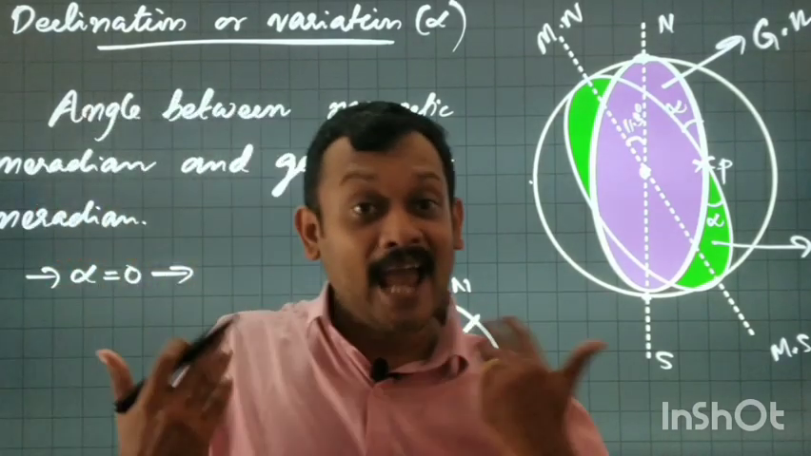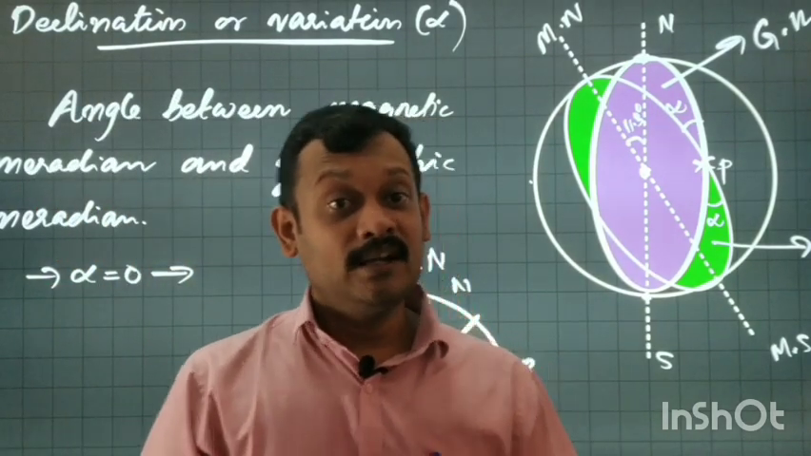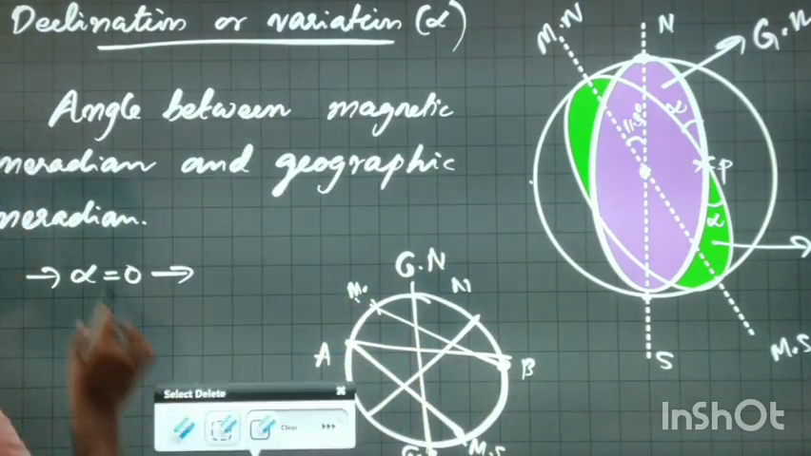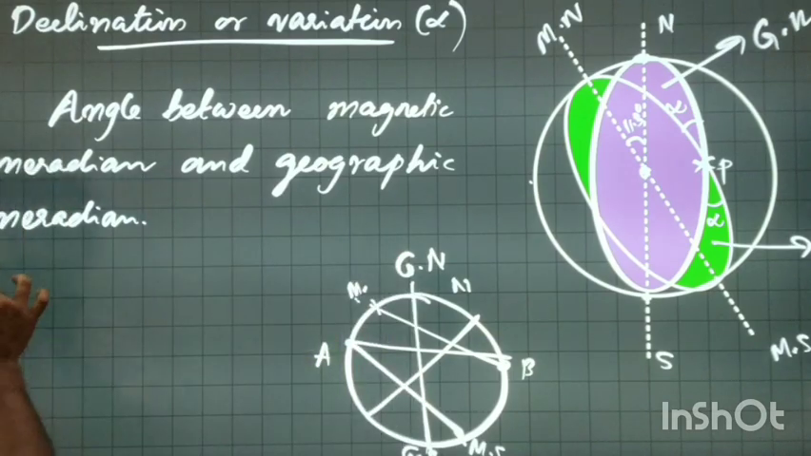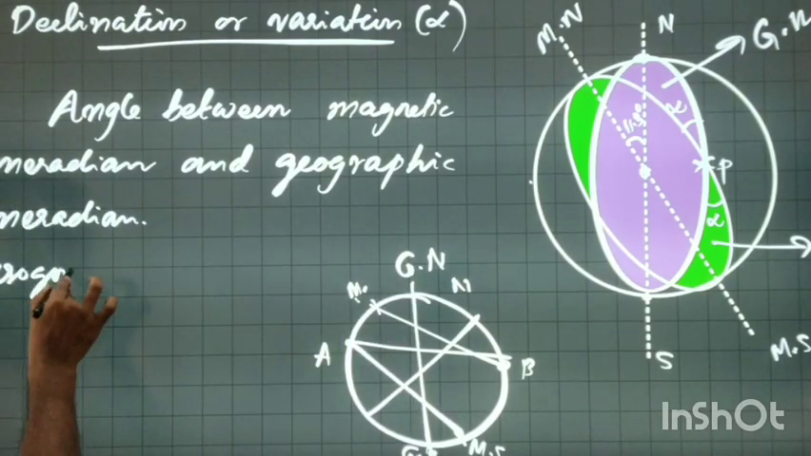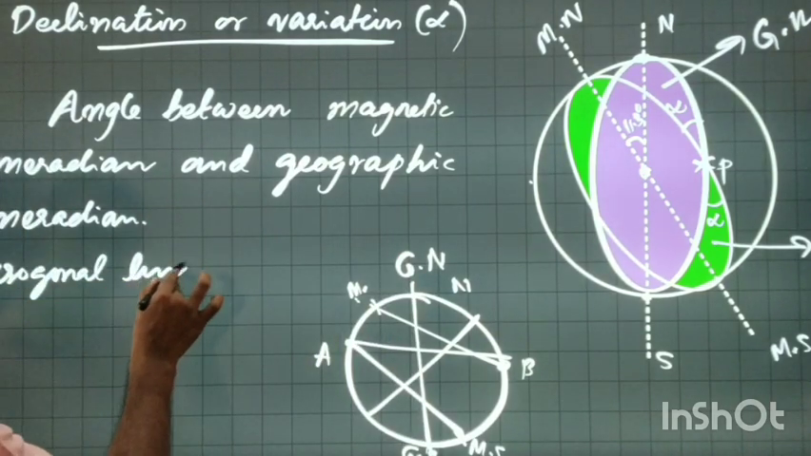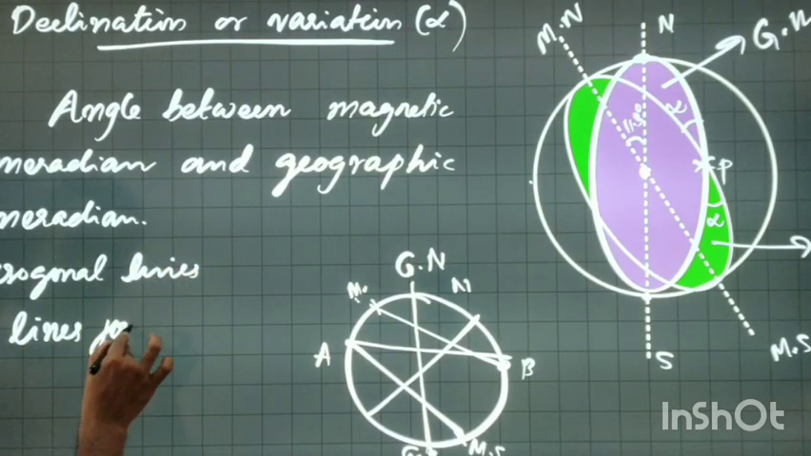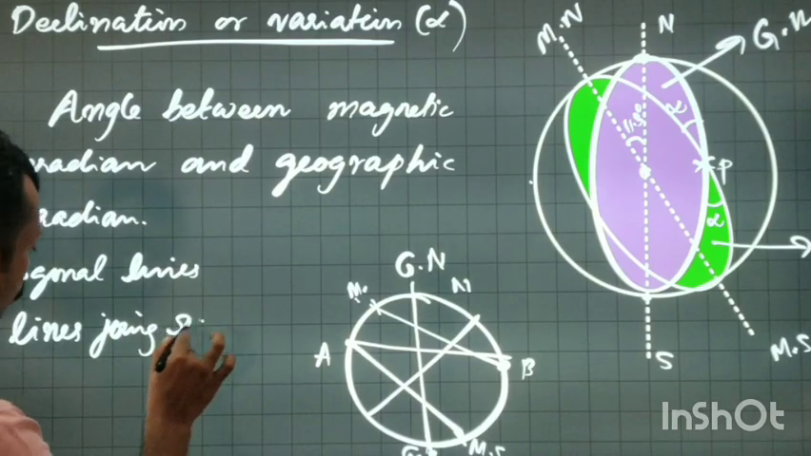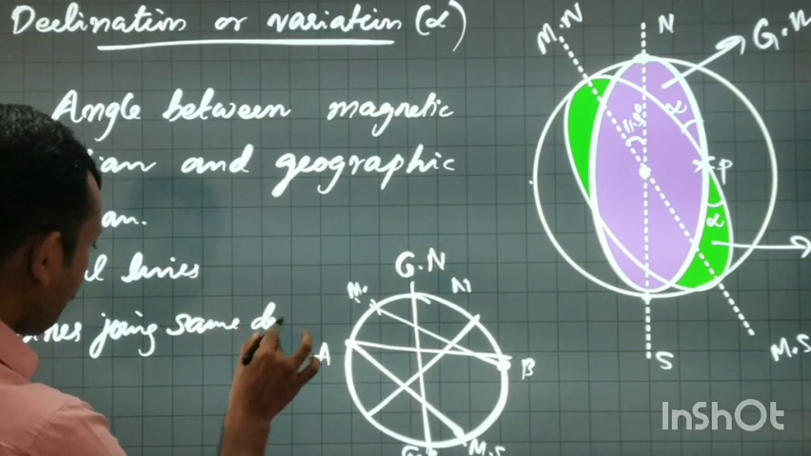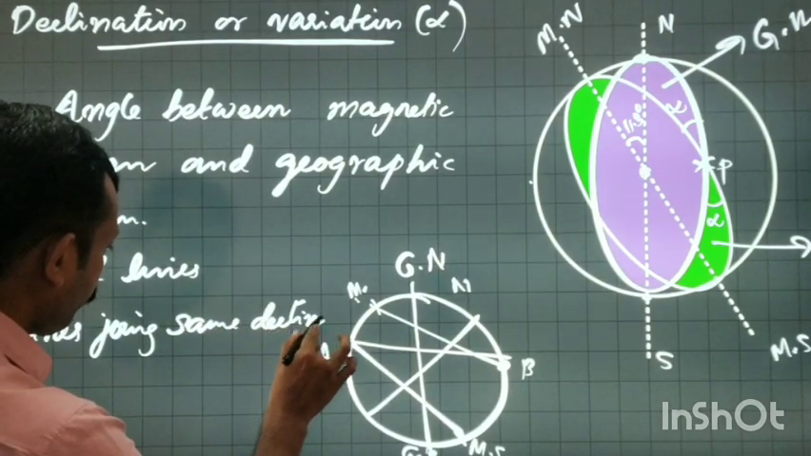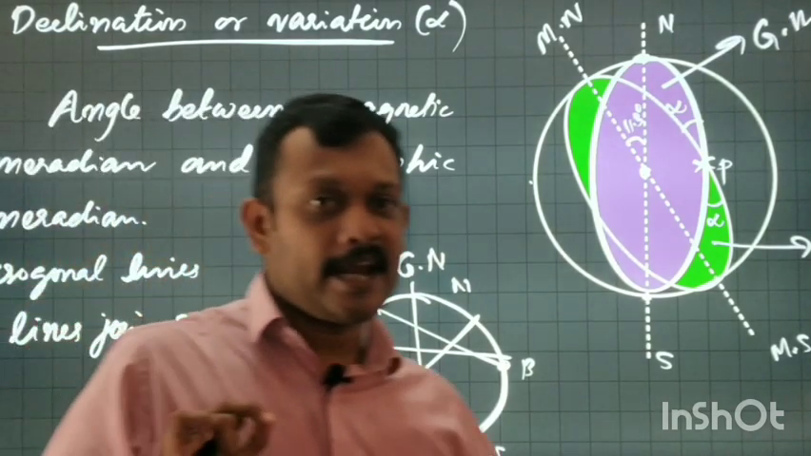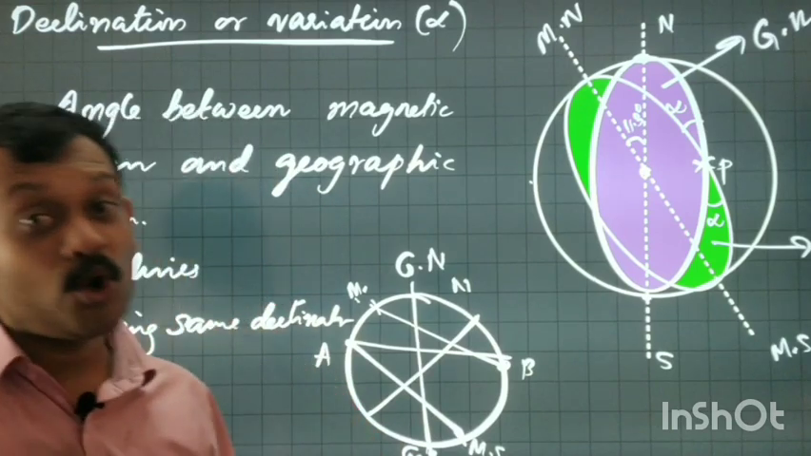Now what are isogonal lines? Lines joining the places of same declination. So lines joining the places of same declination are called isogonal lines.